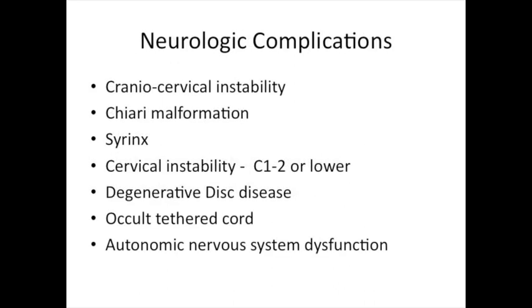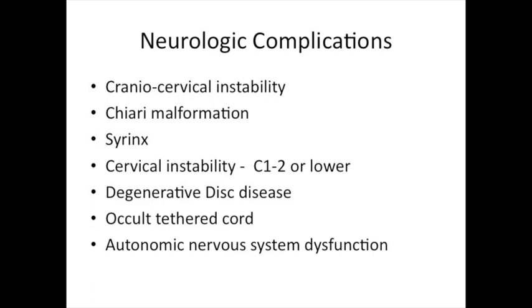Dr. Henderson is going to give you chapter and verse on the neurologic complications, which may include craniocervical instability, Chiari, syrinx, cervical instability, either at C1-2 or lower. We see degenerative disc disease in patients with Ehlers-Danlos syndrome at a very early age. In teenage years, if you do an MRI of people with classical or hypermobile Ehlers-Danlos syndrome, you will see discs that look like they belong in an 80-year-old.